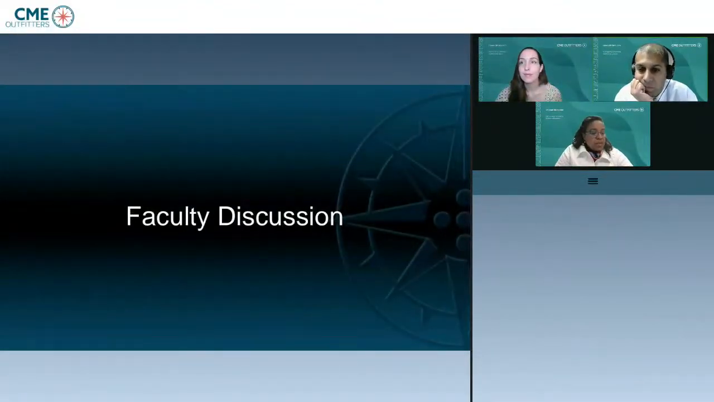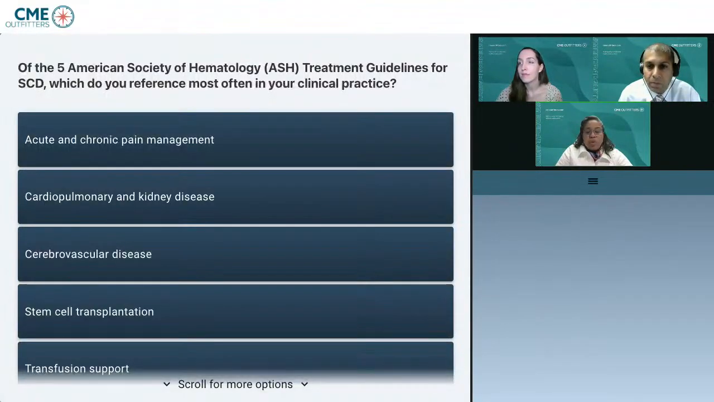Thank you. So I would like to start with another question. Of the five American Society of Hematology treatment guidelines for sickle cell disease, I would like to know what is the audience preference most often in your clinical practice? There are, again, no right answers. The options are acute and chronic pain management, cardiopulmonary and kidney disease, cerebrovascular disease, stem cell transplantation, and transfusion support. And again, we'll give a couple of minutes to gather the responses.